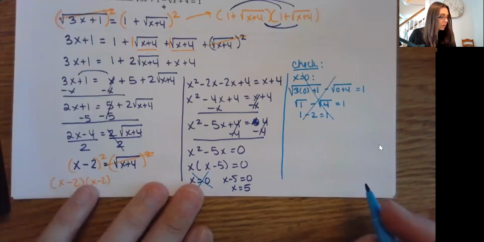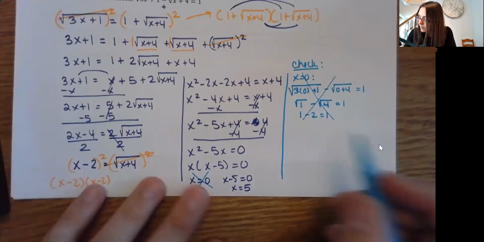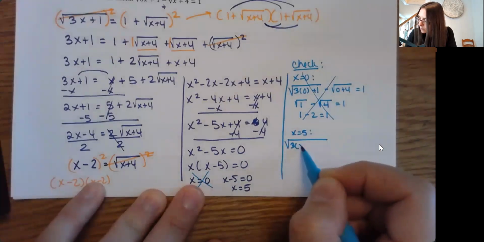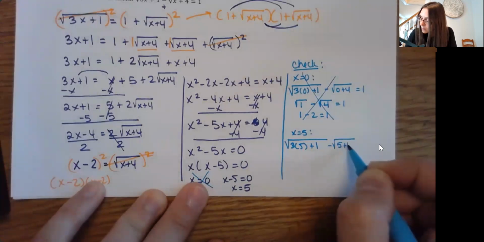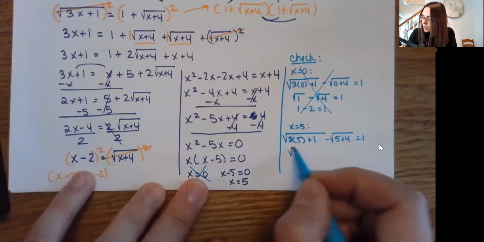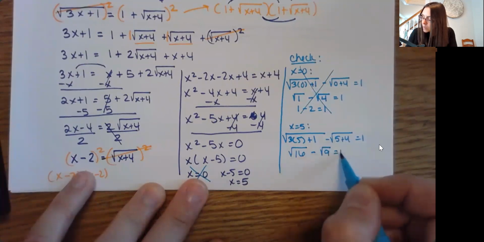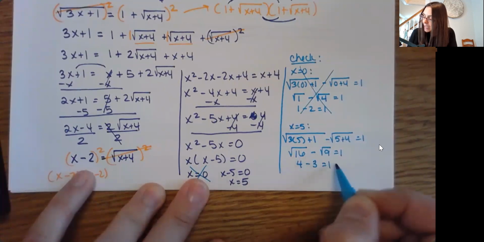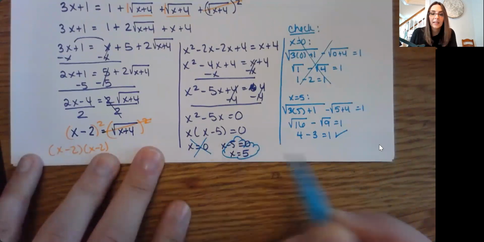Okay, let's try our other one. So now I'm plugging in the 5. So in the first case, I have 3 times 5 is 15 plus 1 is 16. So square root of 16. Here I have 5 plus 4 is 9. So square root of 9. Square root of 16 is 4. Square root of 9 is 3. And in fact, 4 minus 3 is 1. So I only have one solution here, and that's the x equals 5.